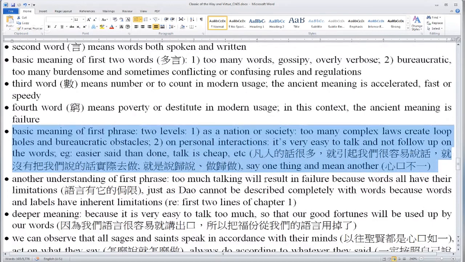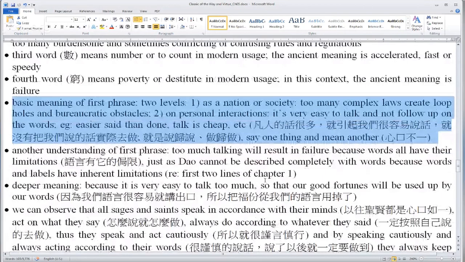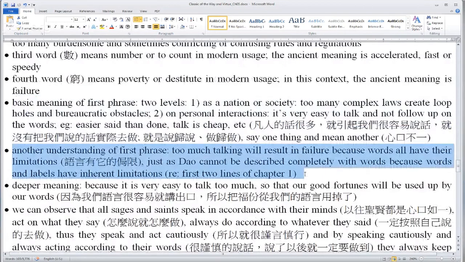So another understanding of the first phrase is this. Too much talking will result in failure, because words all have their limitations. 语言有它的局限, just as Tao cannot be described completely with words, because words and labels have inherent limitations. This would recall the first two lines of chapter 1, 道可道，非常道；名可名，非常名. Same idea, similar idea. That's the broad level, but this is a little bit more specific.